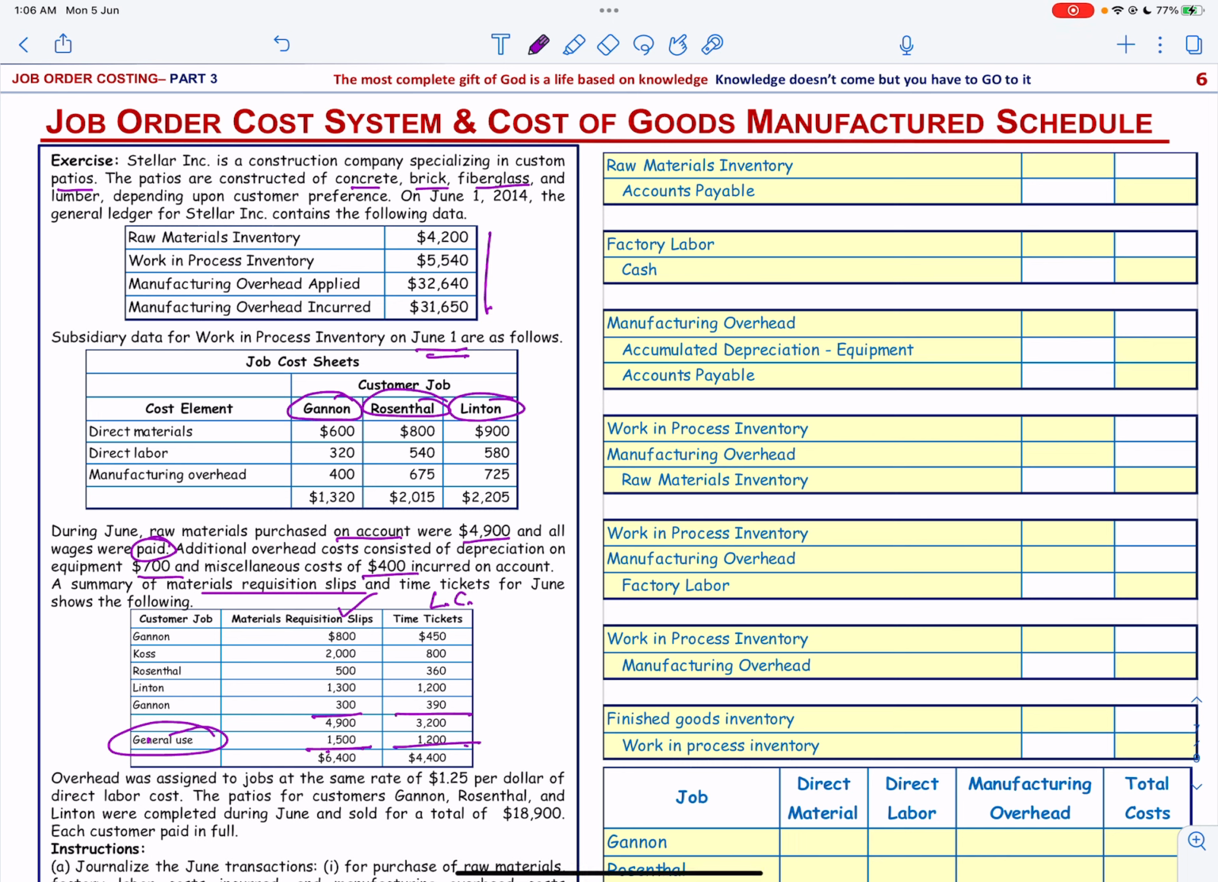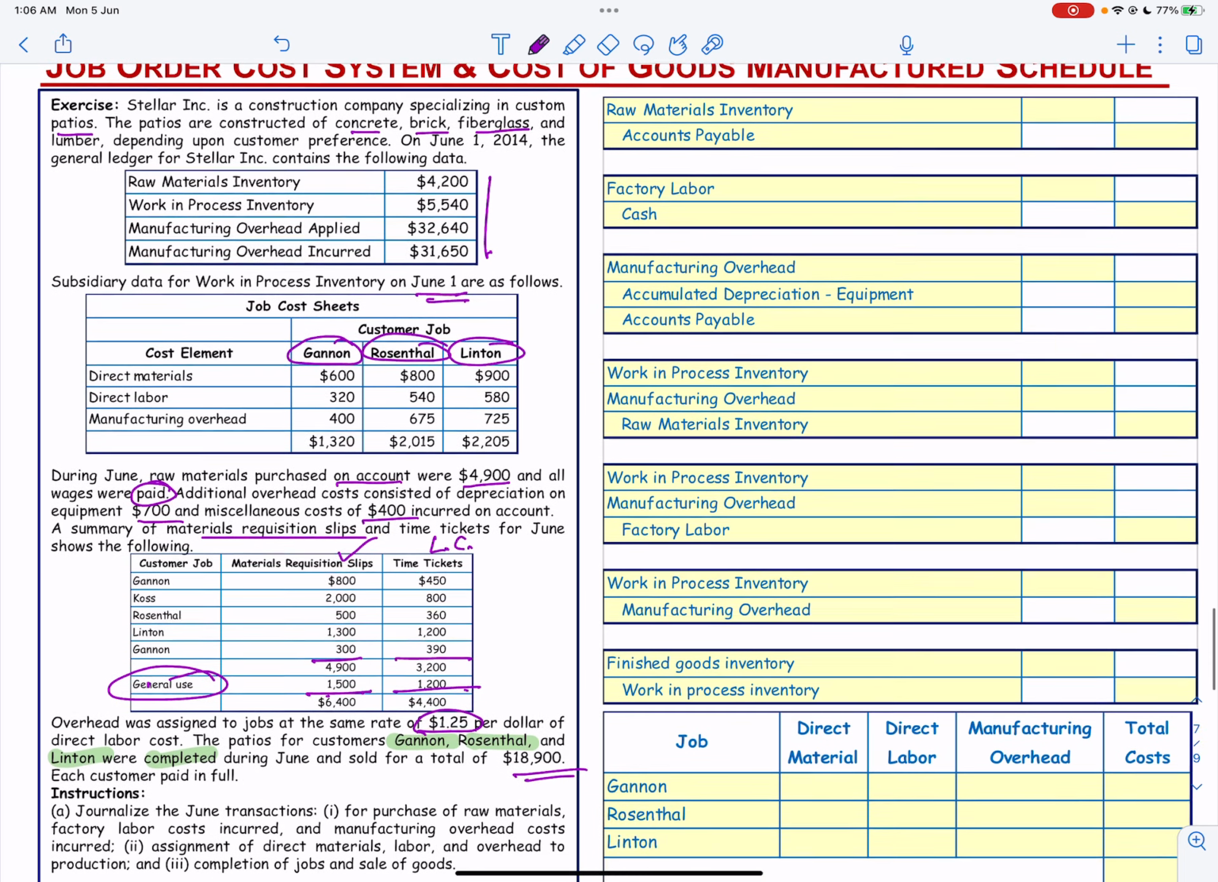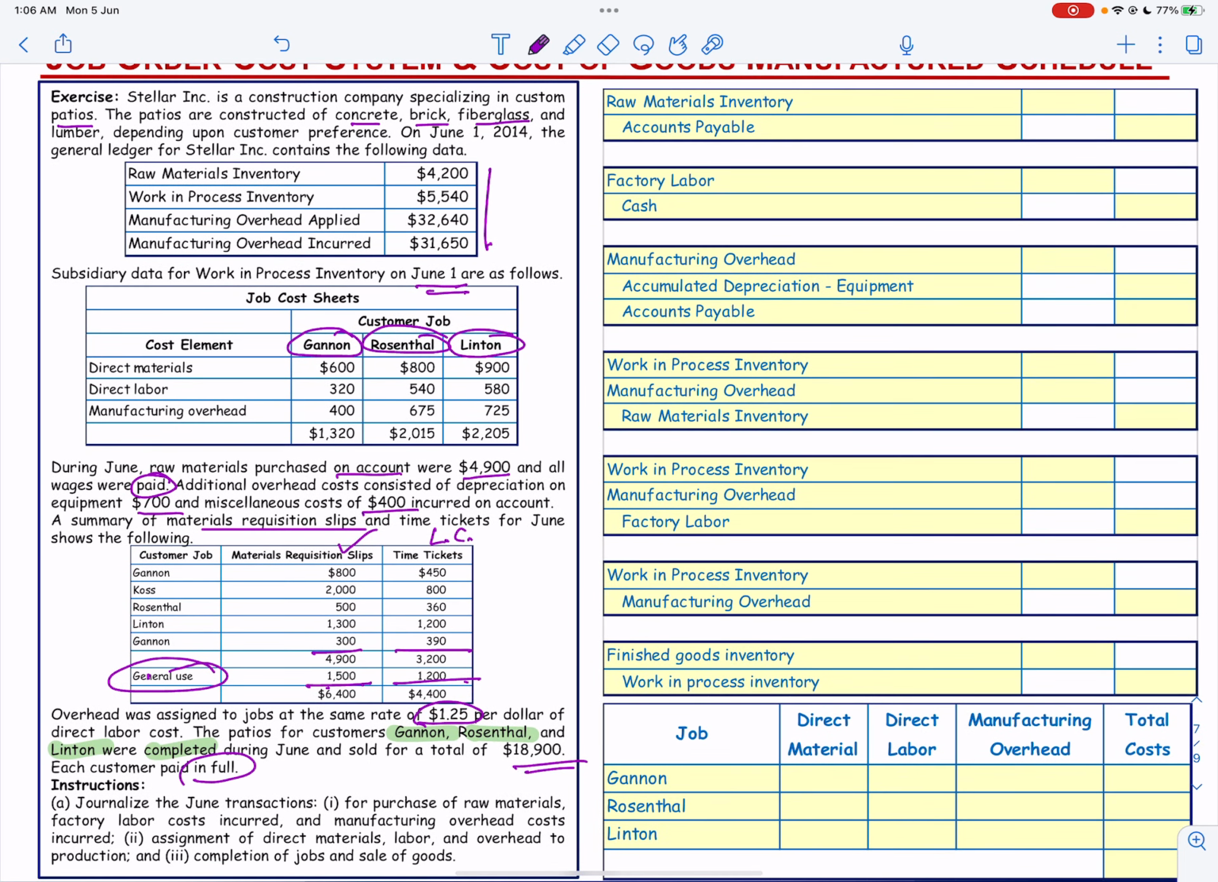So overhead was assigned to jobs at the same rate of 1.25 per dollar of direct labor cost. The patios for customers Gannon, Rosenthal, and Linton were completed during June and sold for 18,900. Each customer paid in full.